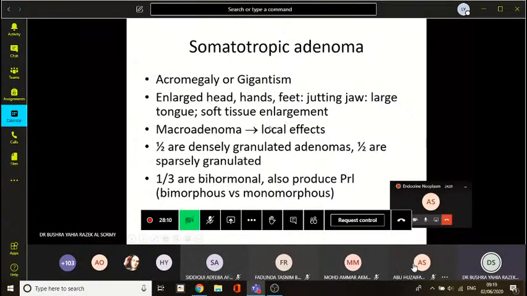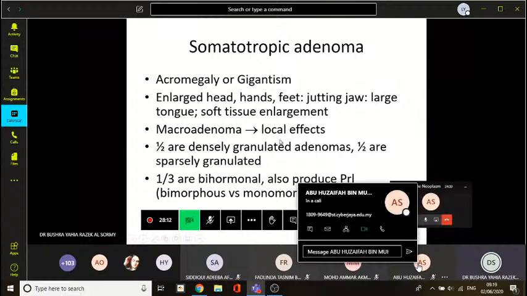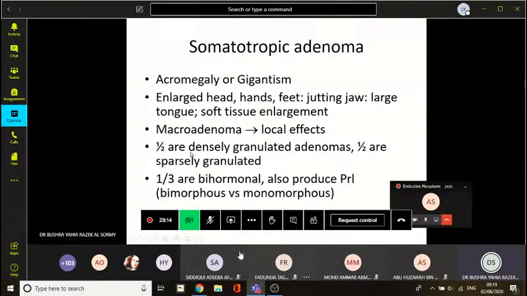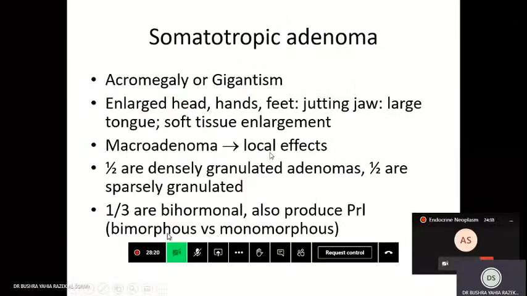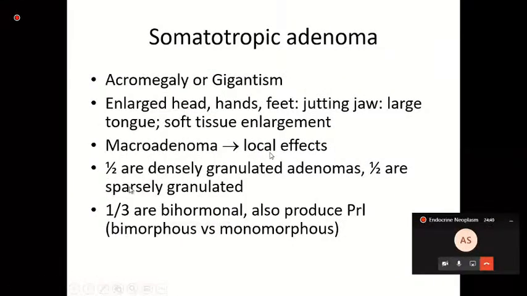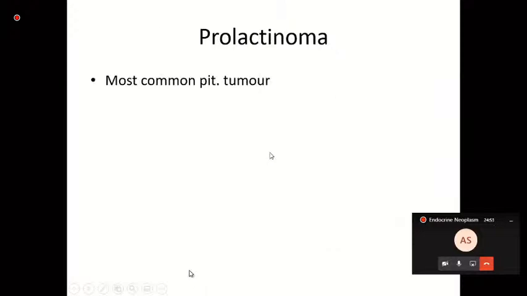Macroadenoma usually has a local effect, meaning it compresses the surrounding tissue. Half are densely granulated adenomas and half are sparsely granulated. A third of the adenomas are bihormonal, meaning also mixed with prolactin. Usually most growth hormone adenomas are also associated with prolactin, so we call them mixed bihormonal.